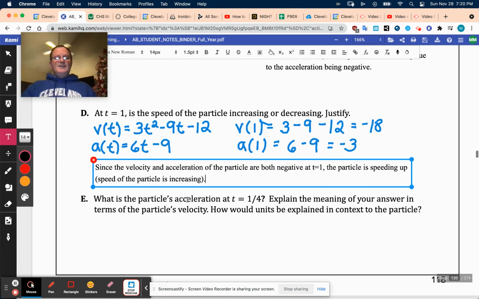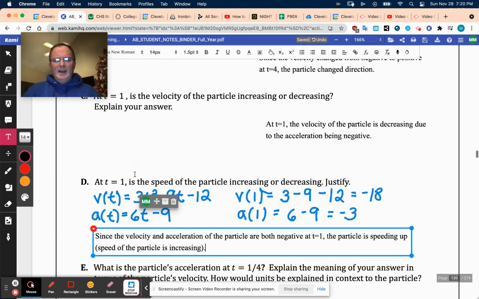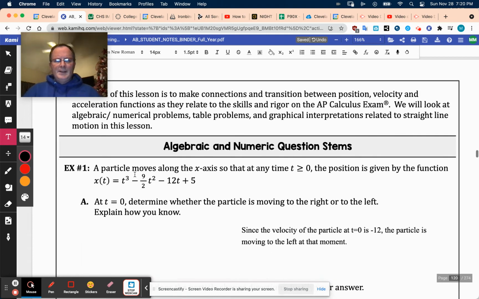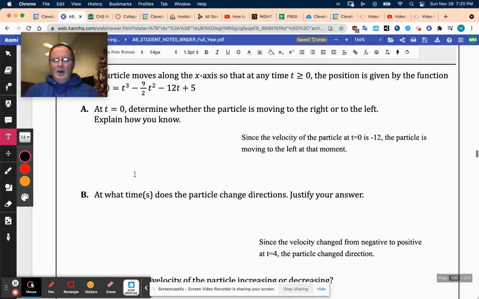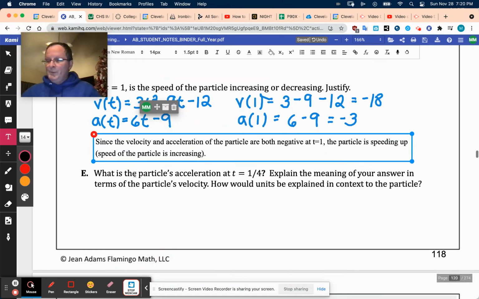All right, and then it says, what is the particle's acceleration at t equals 1/4? Explain the meaning of your answer in terms of the particle's velocity. How would the units be explained in context to the particle? And again, I don't think we were told any units on this at all, so we'll just act like we know what they are, I guess.